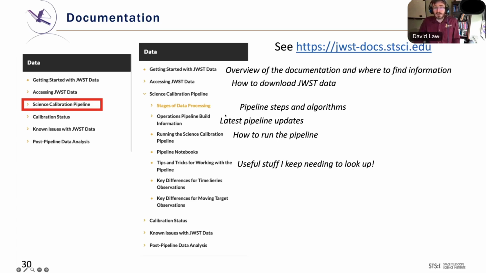This option here, Operations Pipeline Build Information, that's where you get the latest updates on the pipeline. So what's new? What did we change recently? What is the latest build? That's a good place to keep an eye on for that information there.